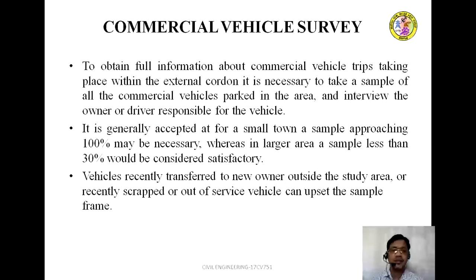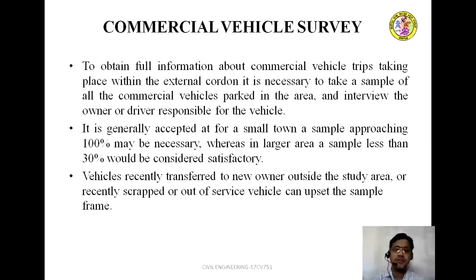Moving on to the next point, it is generally accepted that for a small town or a small study area, 100% sampling is necessary, whereas for a larger area 30% of the sample is said to be satisfactory, depending upon the size of the study area. So if the study area is a smaller one or a small town, 100% data is obtained at the external cordon line or the screen line. For a larger area we can take a random sample, and around 30% seems to be satisfactory.